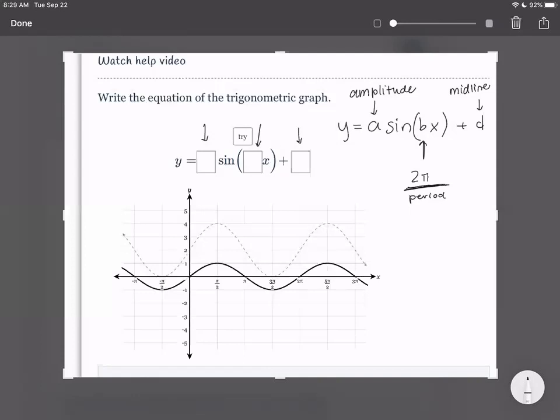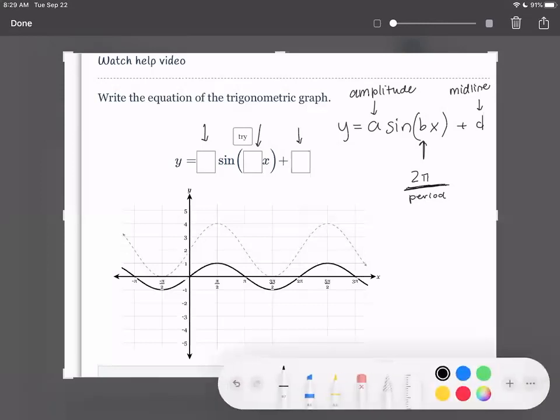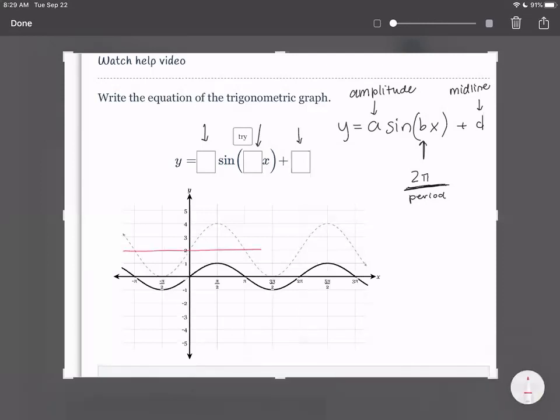So now we're going to take a look at how to make the solid line graph into the dotted line graph. So we want to make the equation of the dotted line graph. To make the equation of the dotted line graph, let's first look for our midline. We're going to do the midline of our dotted graph. So over on the dotted graph, I see that the midline is right here. So this is my midline.